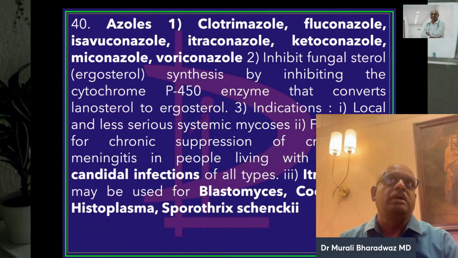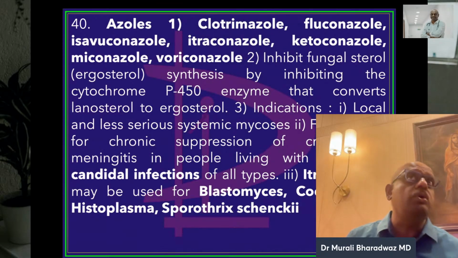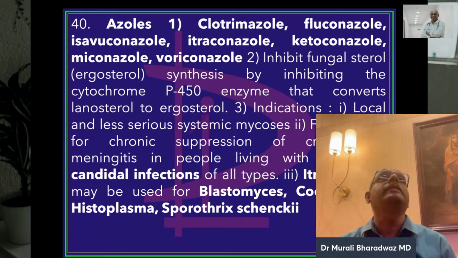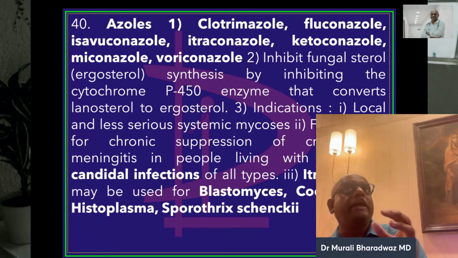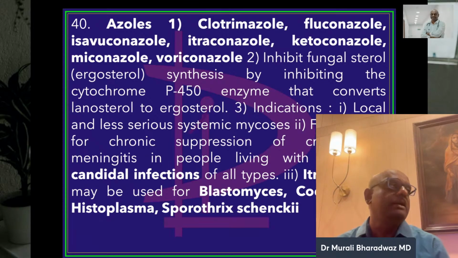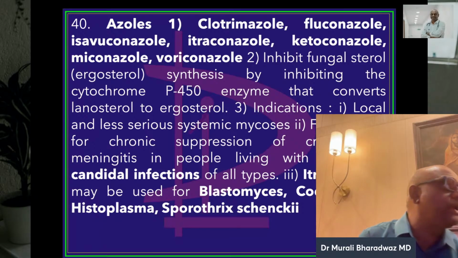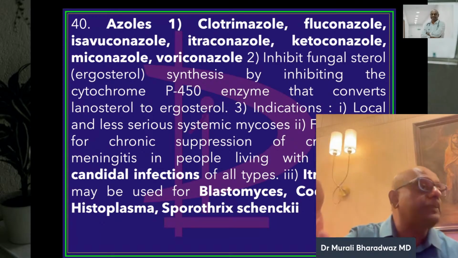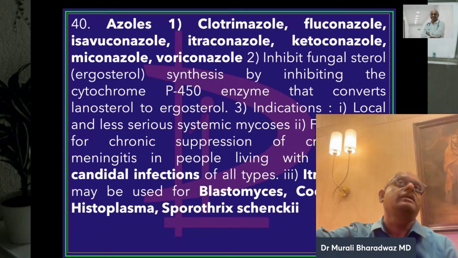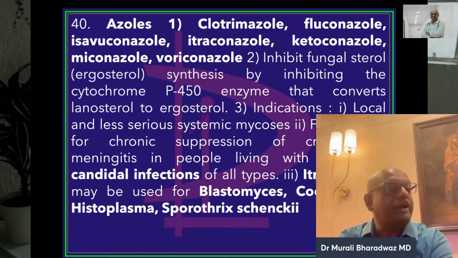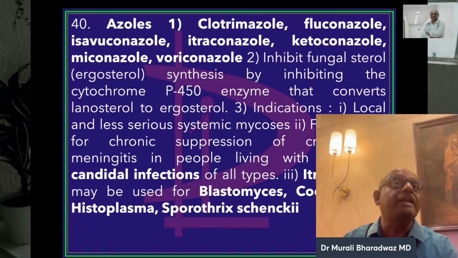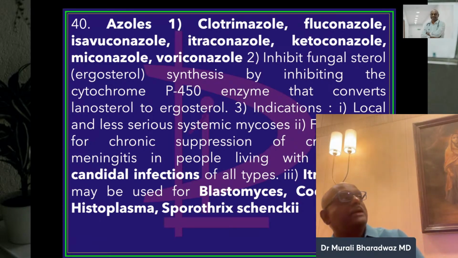Then, doctor, azoles are the next group of antifungals: clotrimazole, fluconazole, itraconazole, ketoconazole, miconazole, voriconazole. They all inhibit fungal ergosterol synthesis by inhibiting the cytochrome P450 that converts lanosterol into ergosterol, a key component in the cell membrane of the fungus. So where do we use them? In HIV, candidal infections, we use azoles. Itraconazole is used for Blastomyces, Coccidioides, Histoplasma, Sporothrix.